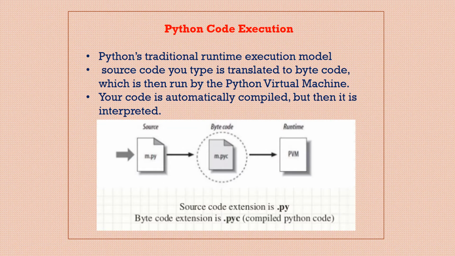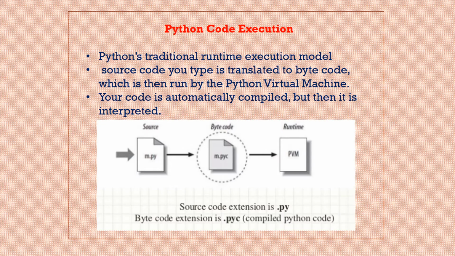Now this compiled Python code is a bytecode, and this bytecode is later run by the Python virtual machine, which is automatically compiled and interpreted. So the Python virtual machine gives you the runtime environment. So your source code with the extension .py is translated into a bytecode which is platform independent, and that code has an extension .pyc, which is compiled Python code.